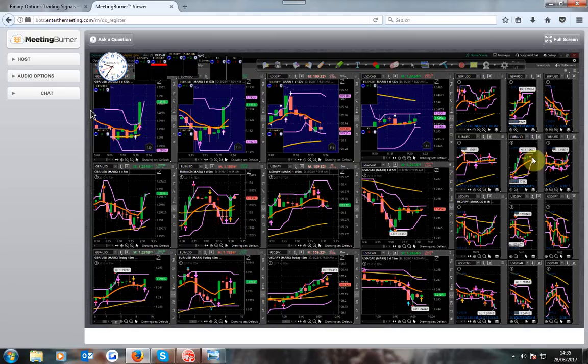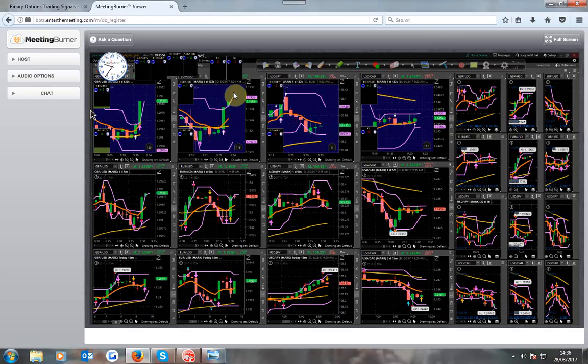EU uptrending, pierced the orange, come in a bit further than I would like, but it's a lack of momentum day, and that's what's caused this. Gone up off the purple, gone up off the purple and the blue, gone up one. That, you could say, that one there.